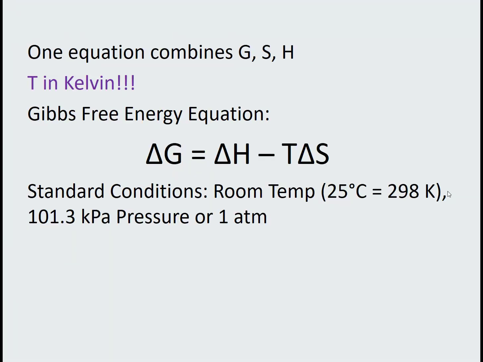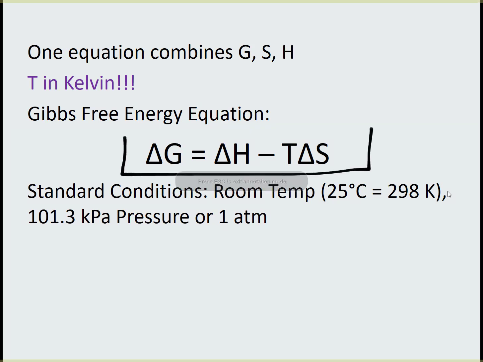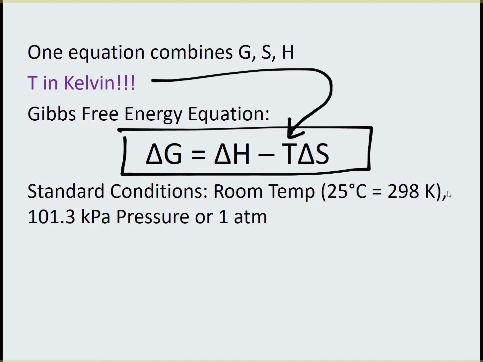Now there's another equation that has delta G in it, and this is the equation that combines entropy and enthalpy, and also temperature. And it is called the Gibbs free energy equation. It looks like this: delta G equals delta H minus T delta S. And it's very, very important that temperature is in Kelvin.